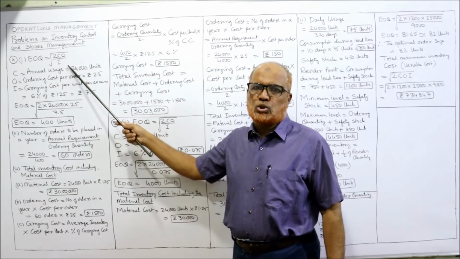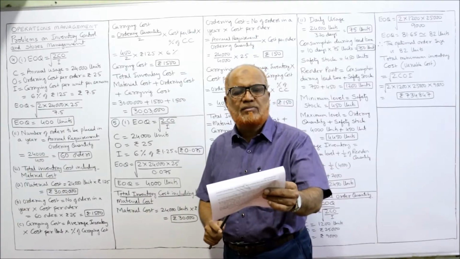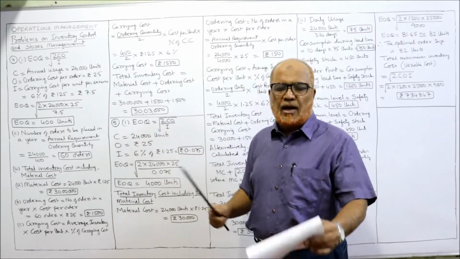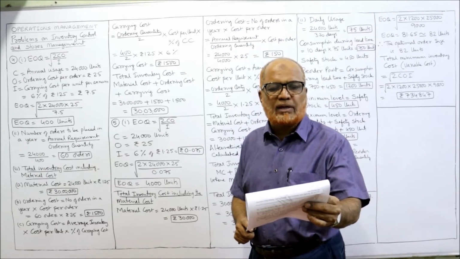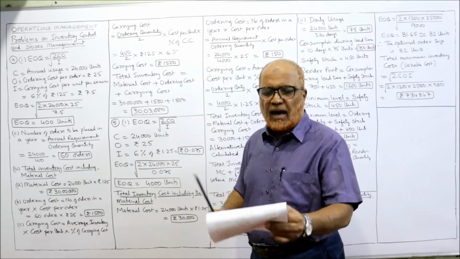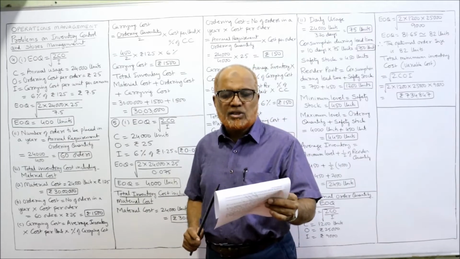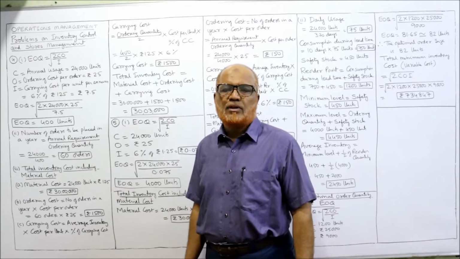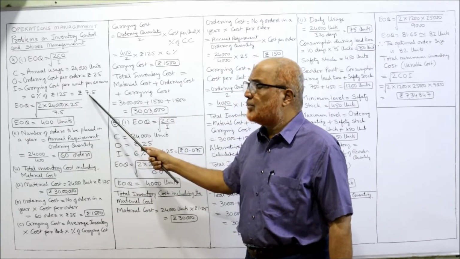The formula is root of 2CO by I. C stands for annual usage, annual requirement, which is given as 24,000 units. O stands for ordering cost per order, given as 25 rupees. And carrying cost is 6% of cost per unit. The cost per unit is 125, so 6% of 125 comes to 7.5.